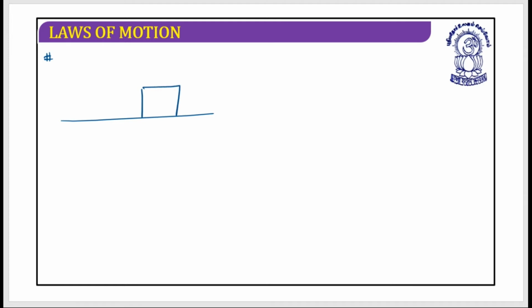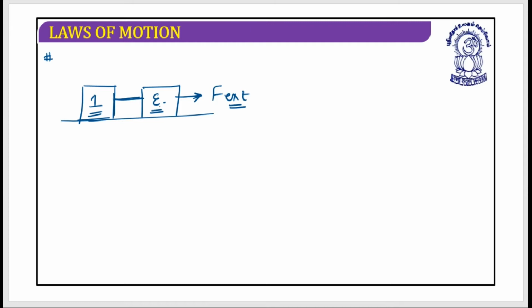Let's suppose this is the engine of a train, and here one more cabin is there, and these two are connected by a string. Here, let's suppose you are applying an external force. This is wagon 1. So when you apply a force in this direction, the engine and wagon 1 have been connected by a certain string.